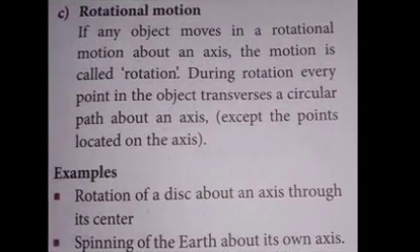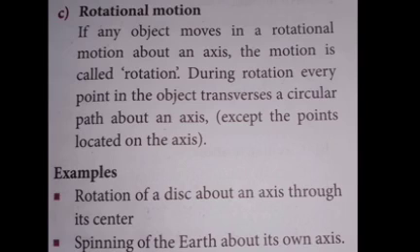Third one, rotational motion. This is a very important motion, students. An object will move in a rotational path keeping an axis. During the rotation, every point in the object traces a circular path about an axis, except the point located on the axis. See the example, the fan rotates. Keeping the axis fixed, the wings of the fan rotate. This is an example of rotational motion.